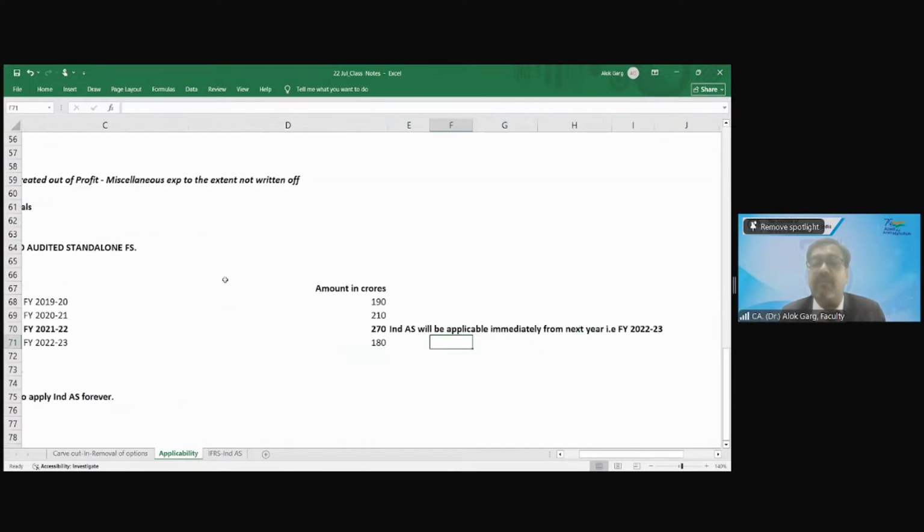Friends, in 22-23, the company has huge losses. So the net worth has been eroded to 180 crores. Now tell me whether this company can go back to Ind AS. Whether this company can go back to accounting standard, because Ind AS are very vast, very detailed.